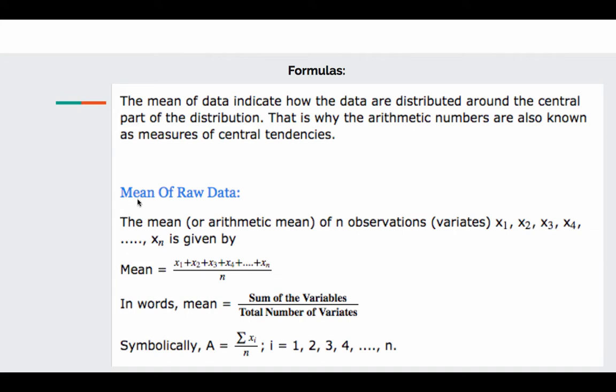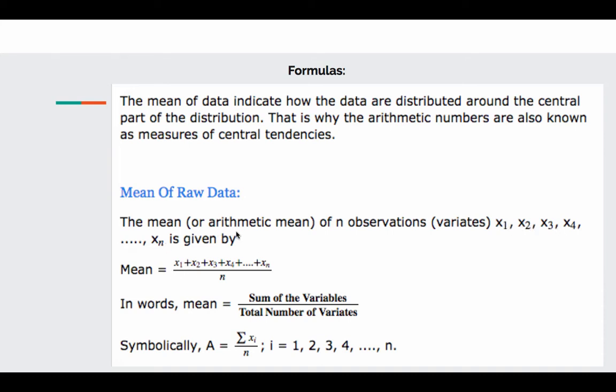Now the only formula I'm going to deal with and explain in today's class is the mean of raw data. If certain observations or variates are given, see, the word that will be used is observations or variates. For example, I'm talking about the weight of 10 students of your class, the weight of the first 10 roll numbers. So 1, 2, 3, 4, like that, these are the values.